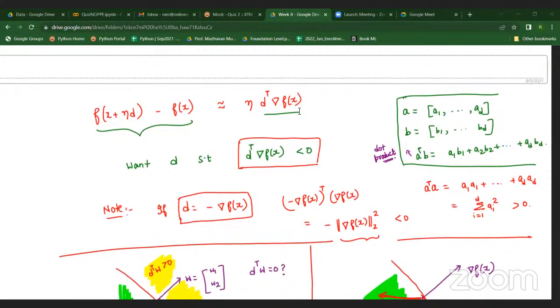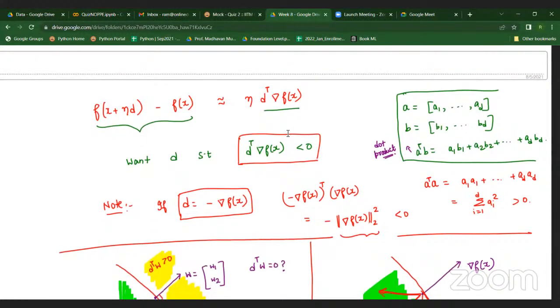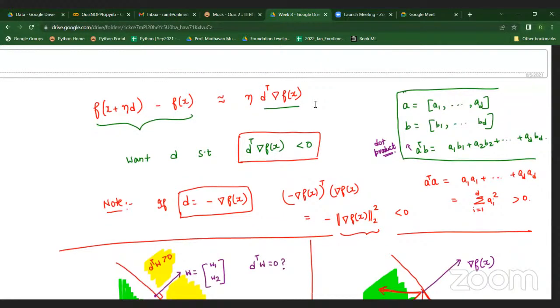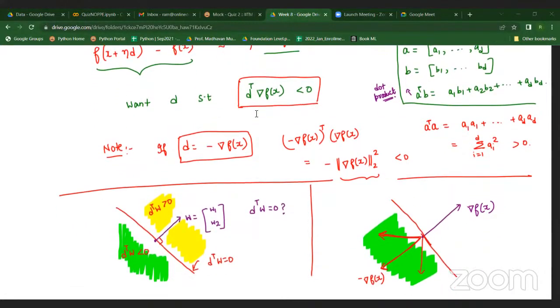Right? Yes, sir. So for us to get this d transpose del f of x to be less than 0, what does that mean? The dot product of these two vectors, d and del f of x, should be less than 0, right? Am I right? Yes. And when will the dot product of two vectors be less than 0?